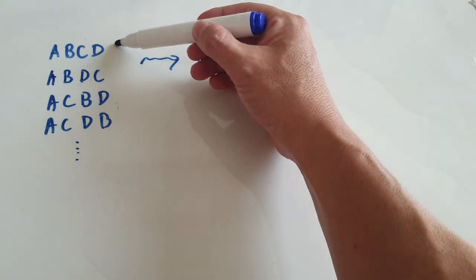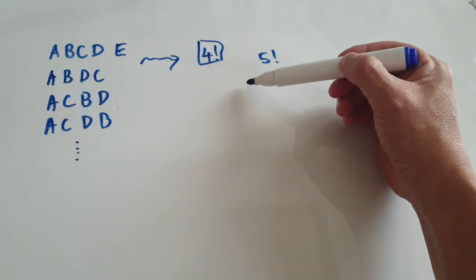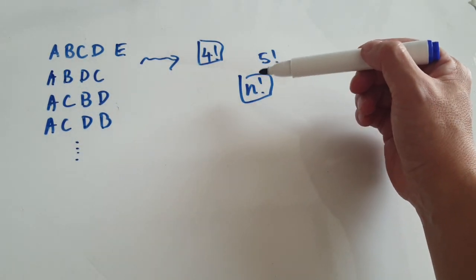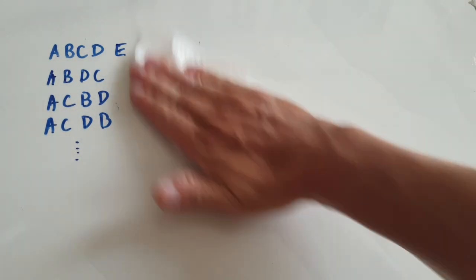So if you have 5 letters, it's always 5 factorial. If you have n letters, it will be n factorial. We need to understand why it's always factorial.